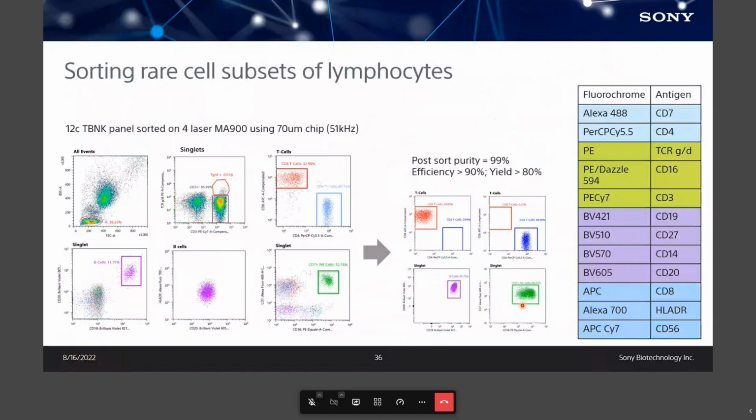So this just illustrates that, on the same instrument, you can do a 100 micron chip, do a single cell sort from a cell line, and then swap out those chips with minimal downtime, go right into an immunophenotyping panel, do that very quickly, and still get very good results in both of those applications.